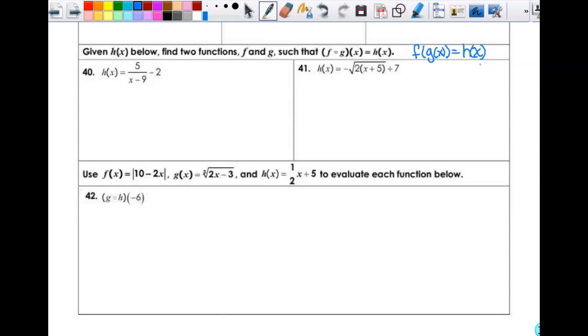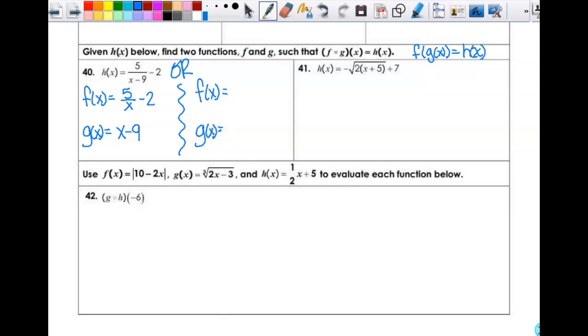So I need to find an f of x and a g of x. G of x is easier to find first because g of x is what goes on the inside. So if I said, all right, I'm going to take this x minus 9, let's say that g of x is x minus 9. Then f of g of x would have to be f of x equals 5 over x minus 2, because when I substitute this in for x, I should get that back. That's one option.